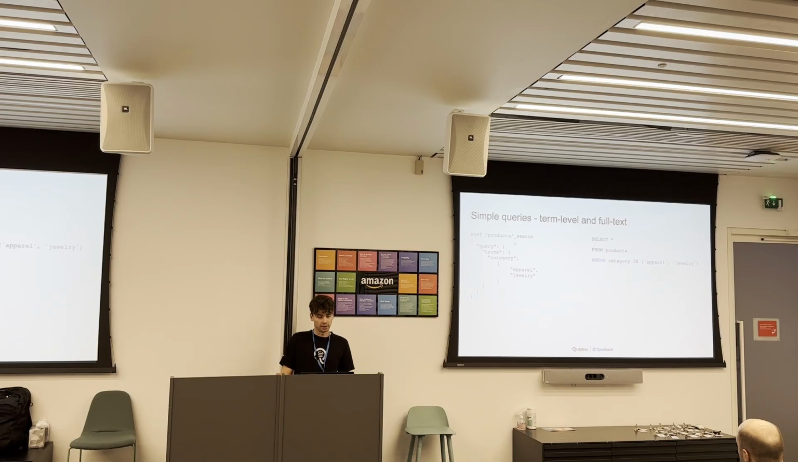In this case, we are searching for products which have their category property, and we would like to see the products which have category either apparel or jewelry. In this case, we use the IN operator of SQL, and this would look something like that. So the terms query behaves in a way like this: select everything from products where category is either in apparel or jewelry.